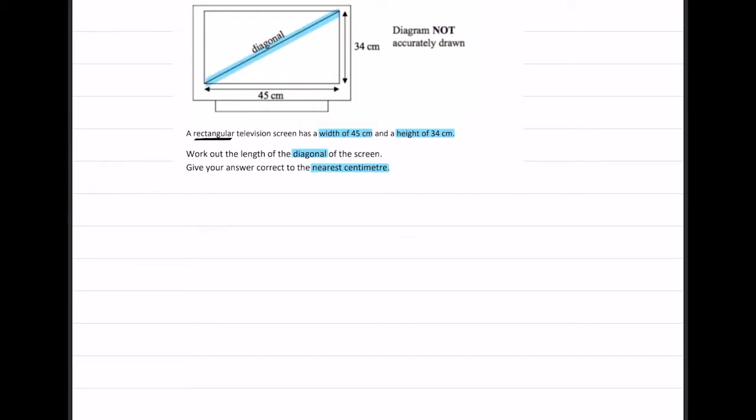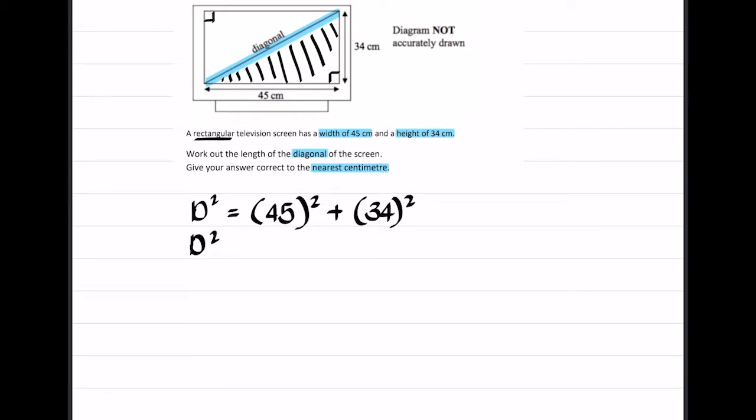The question says that it is a rectangular television screen, which means that we have 90-degree angles. All the interior angles of a rectangle are equal to 90 degrees, which means that over here we actually have a right angled triangle. So we are actually just calculating the diagonal. The diagonal in this case is the hypotenuse, so I'm just going to abbreviate it as D for diagonal. So the diagonal squared is equal to side 1 squared plus side 2 squared. Side 1 is 45 squared plus side 2, which is 34 squared.